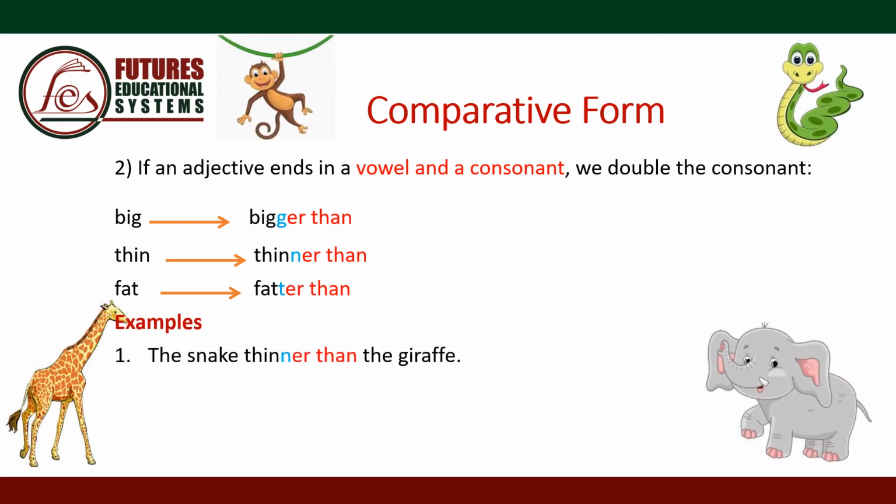Examples. The snake is thinner than the giraffe. We're comparing the snake to the giraffe using the adjective thin in the comparative form thinner than. The elephant is bigger than the monkey. We're comparing the elephant to the monkey using the adjective big in the comparative form bigger than.